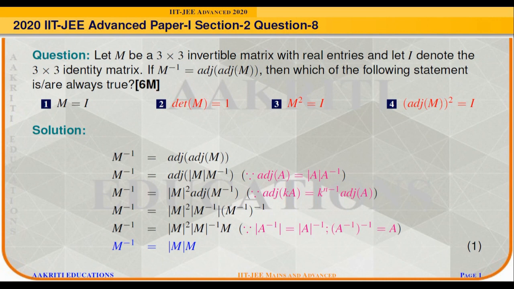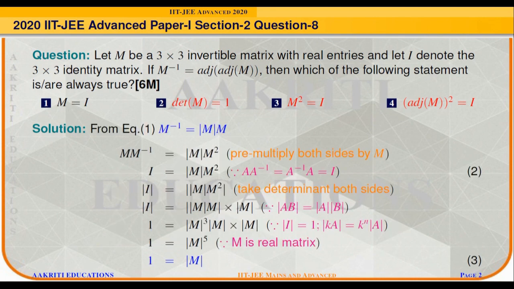Further, by using the fact that adjoint of A is equal to determinant of A times inverse of A, M inverse can be simplified as determinant of M square times determinant of M inverse times M inverse of inverse. As we know that determinant of A inverse is same as inverse of determinant of A and inverse of matrix A inverse is same as matrix A. So M inverse can be simplified as determinant of M into M.